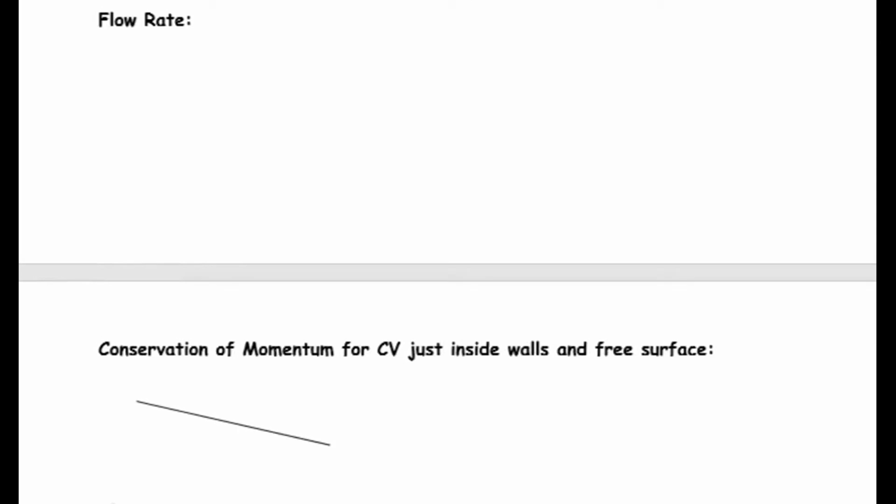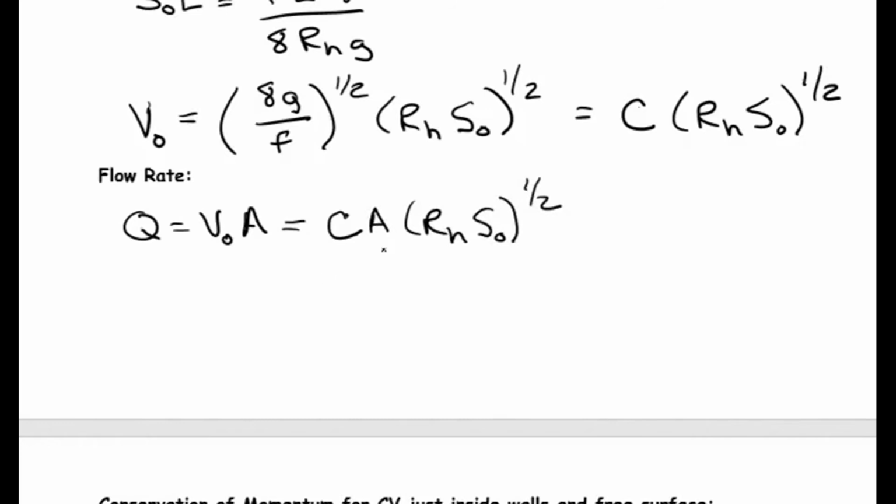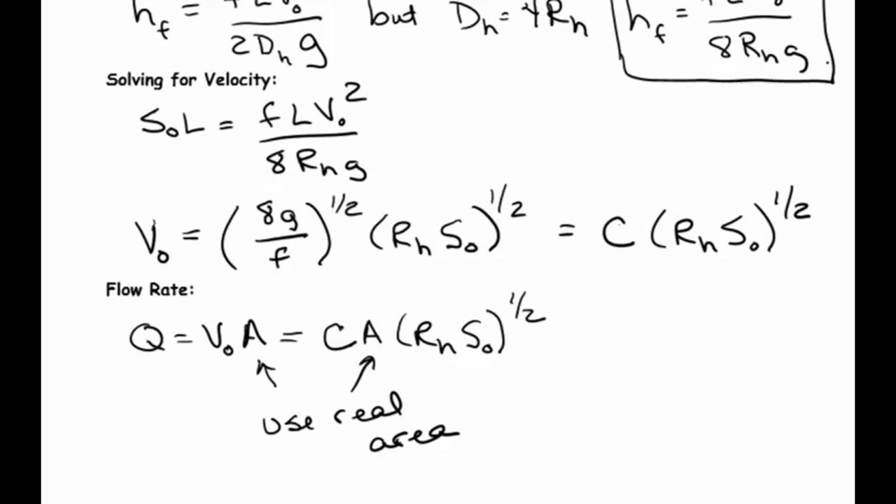Flow rate then, flow rate is easy. Flow rate is just Q equals VA. Alright, so that is going to be C A (RH S0) to the 1/2. Alright, so remember, whenever you have an A here, when you just see A, use the real cross-sectional area. Don't use pi RH squared. So now we have equations for velocity, for flow rate, and for frictional head loss.